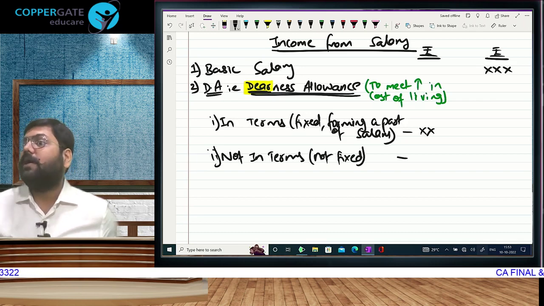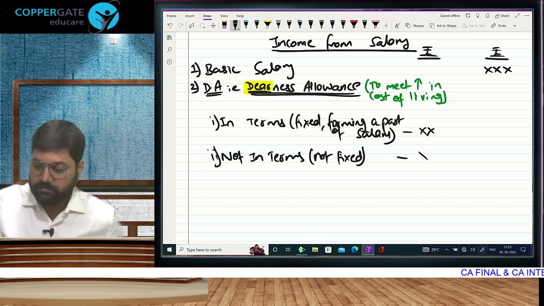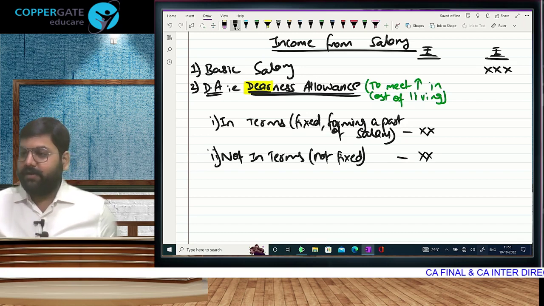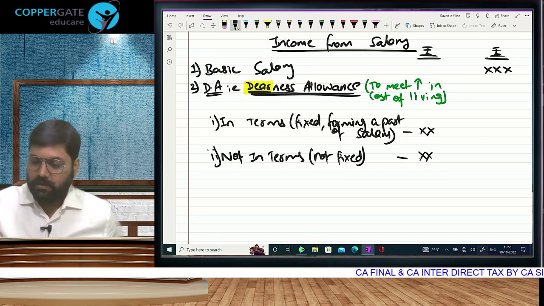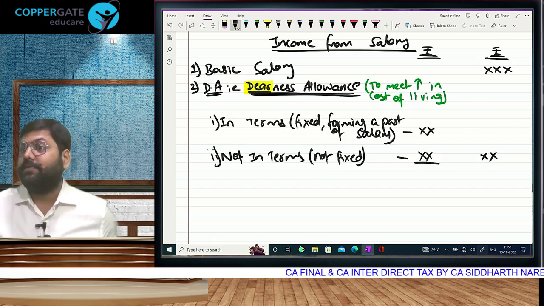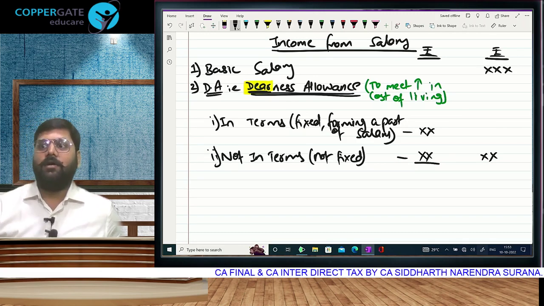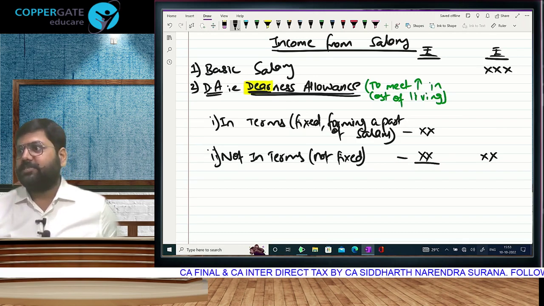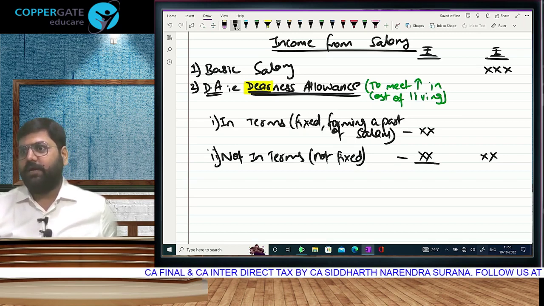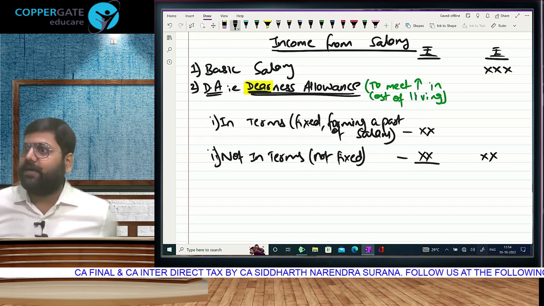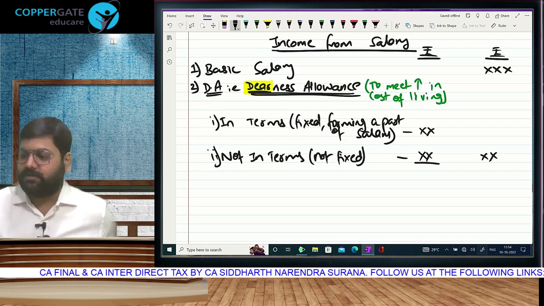But look at the calculation part here. I am writing DA in terms in the inner column. DA not in terms in the inner column. And dono ka total I am taking in the outer column. What do we conclude by this? You can answer the following questions. Is DA in terms taxable? Yes. Partially ke fully? Fully. DA not in terms taxable? Yes. Partially ke fully? And the total of the two amounts is being taken in the outer column. That means DA in terms, not in terms, fully taxable.